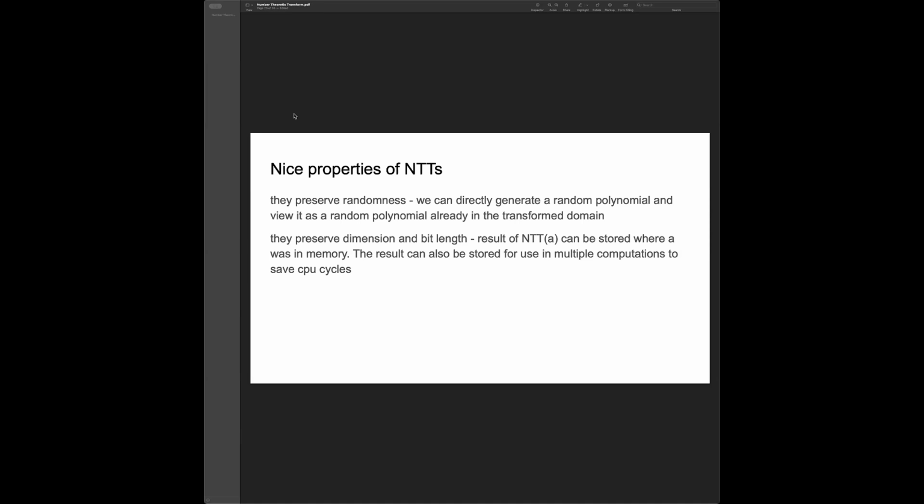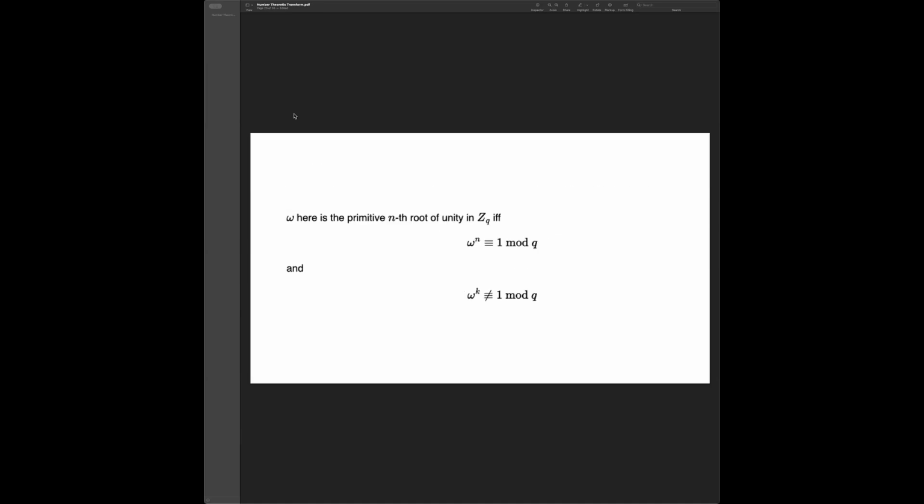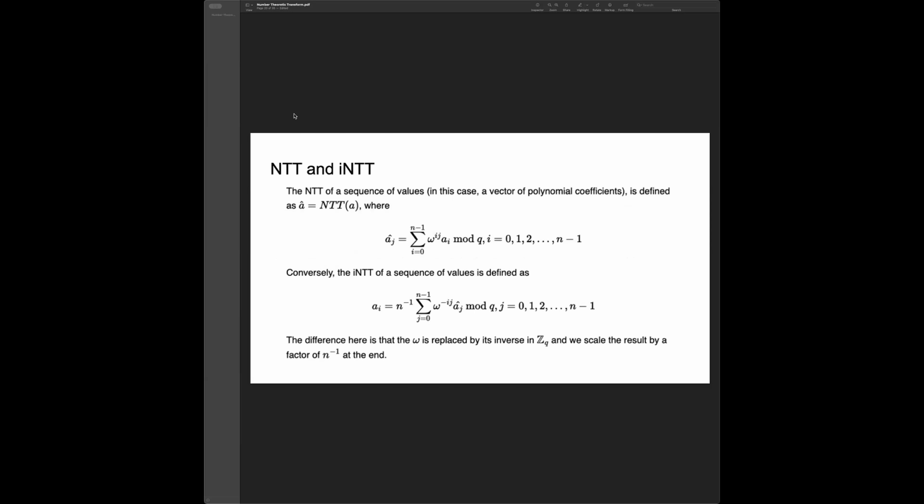Okay. Let's now talk about entities themselves. So now that we have the motivation for using entities, let's talk about what they actually are.